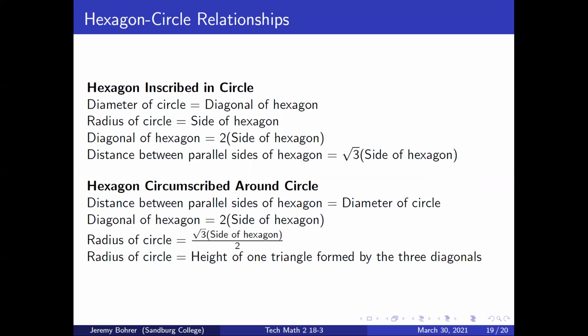The diagonal of the hexagon is 2 times the side of the hexagon, and the distance between parallel sides of the hexagon is the square root of 3 times the side of the hexagon. If a hexagon is circumscribed around a circle, then the distance between parallel sides of the hexagon is equal to the diameter of the circle. The diagonal of the hexagon is equal to 2 times the side of the hexagon. The radius of the circle is the square root of 3 times the side of the hexagon divided by 2, and the radius of the circle is the height of one triangle formed by the 3 diagonals.